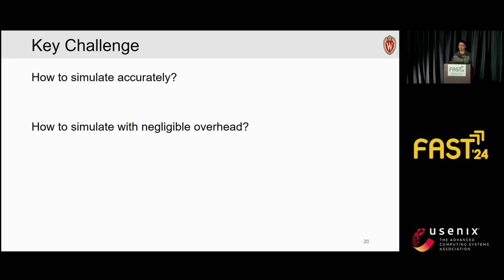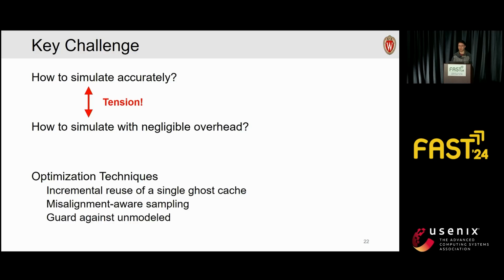To get robust performance improvements, we must accurately predict the performance of the candidates. On the other hand, we want to incur negligible overhead during simulation. There is a tension between the two objectives. A naive full simulation with the highest accuracy would incur unacceptable overhead. Therefore, we propose several optimization techniques to achieve both high accuracy and low overhead.